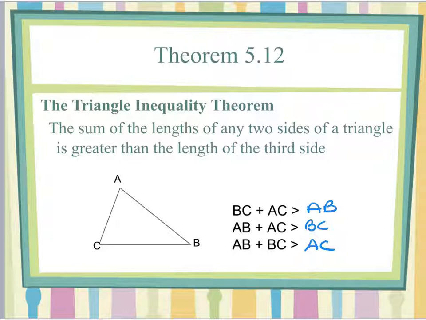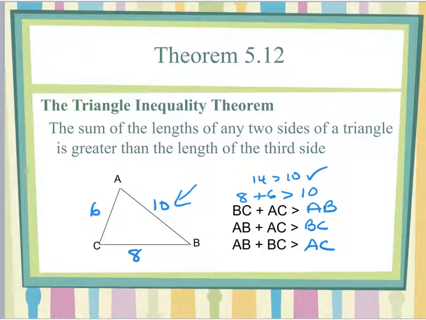So let's say we give these numbers. Let's say this is a 6, an 8, and a 10. Let's test it out. If I take BC, which is 8, and add it to AC, which is 6, this sum should be bigger than side AB, which is 10. 8 plus 6 is 14, and you can see that it works every time. So all you do is take two sides at a time and add them. That sum should be bigger than the side that you didn't add. So they cannot be equal. The sum can't equal the other side. That would not form a triangle.